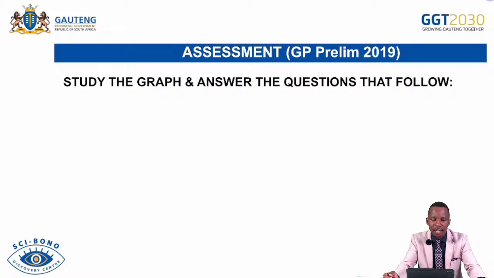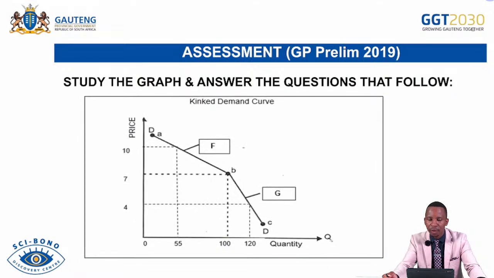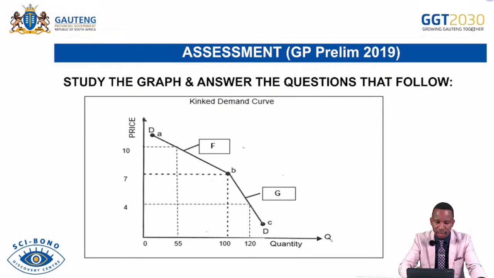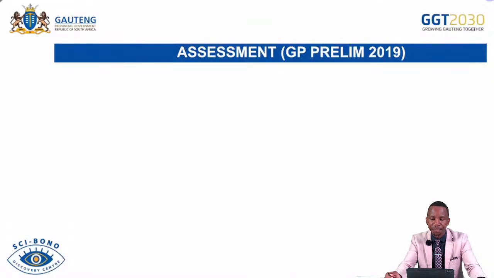And then this is the assessment. Study the graph and answer the questions that follow. This was taken from the Gauteng pivotal examination of 2019. This is the demand curve that should be analyzed. You can see we have the price and the quantity, and our collusive price is at point B, and then there's point A under a relatively elastic demand curve, and point G relatively inelastic. Then we have F indicated in there.